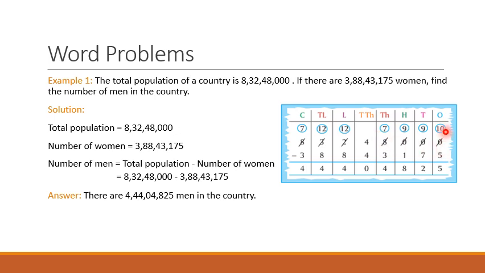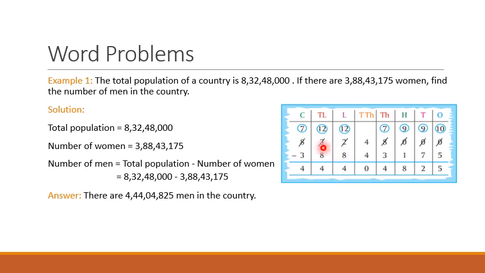Now see the subtraction. 10 minus 5 gives me 5. 9 minus 7 will give me 2. 9 minus 1 gives me 8. 7 minus 3 is 4. 4 minus 4 is 0. Again 2 minus 8, which is not possible. So I take a borrow from the next column, make it 12. 12 minus 8 gives me 4.